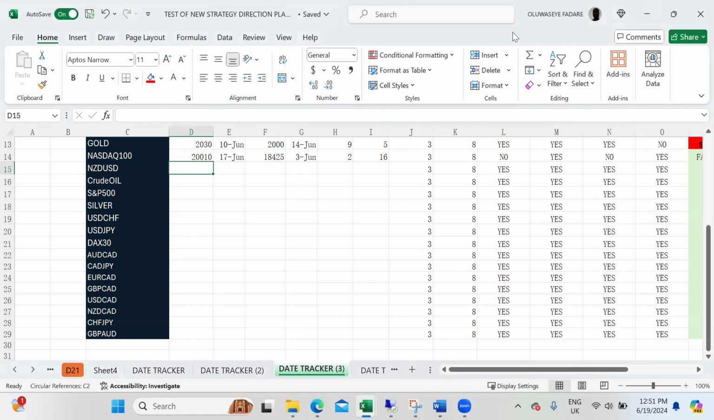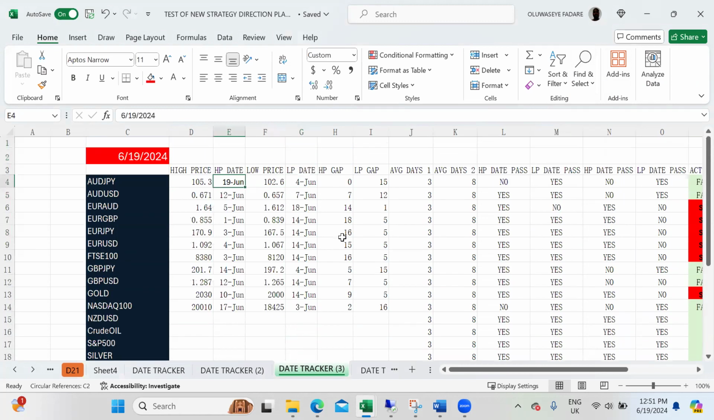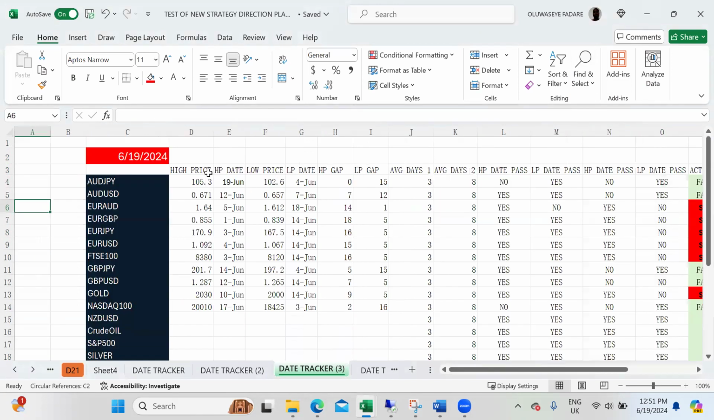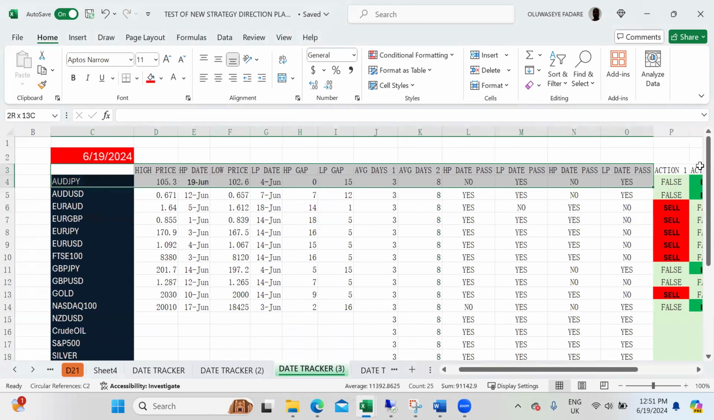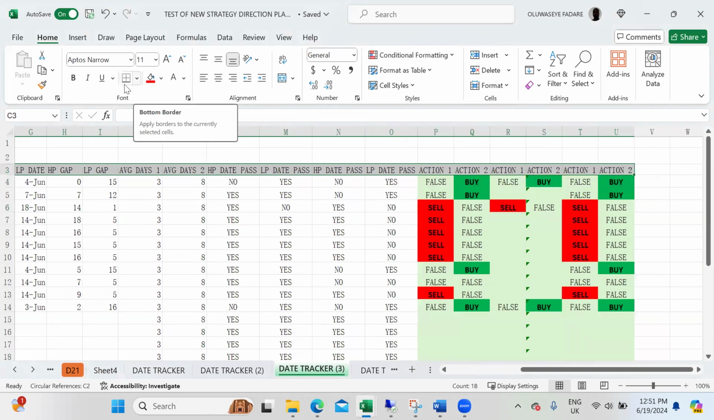So on the screen here, you can see the templates. These are templates, and we've been able to update some of the reports already. All these are formatted already. It just gives us the final decision here according to the tracker. So how does this work? We have the high price. Let me explain all the variables that we have on it.